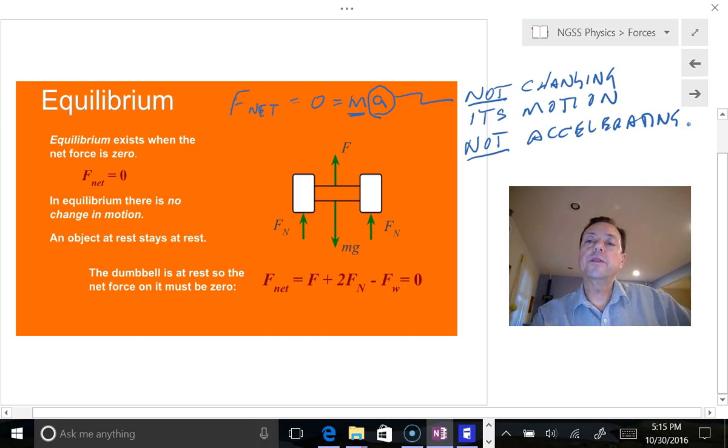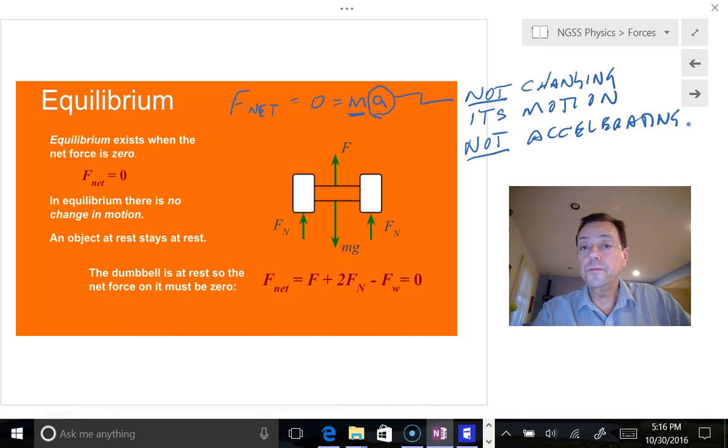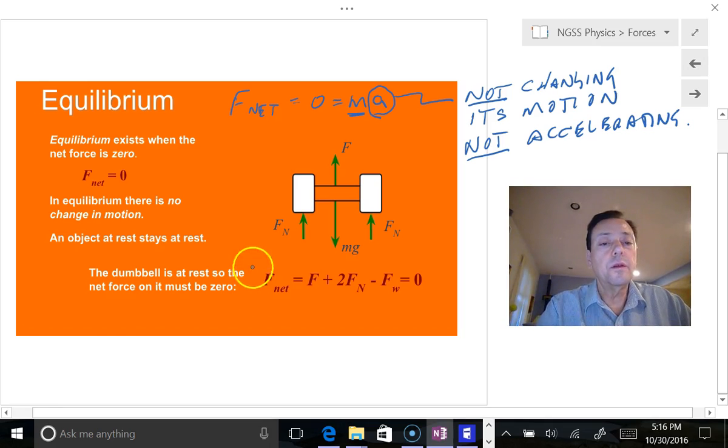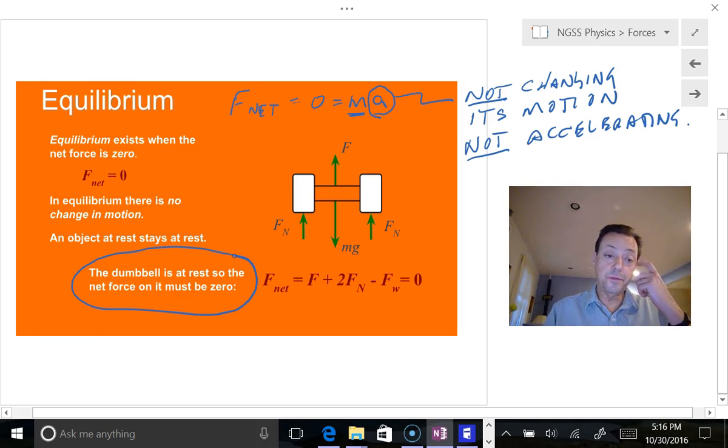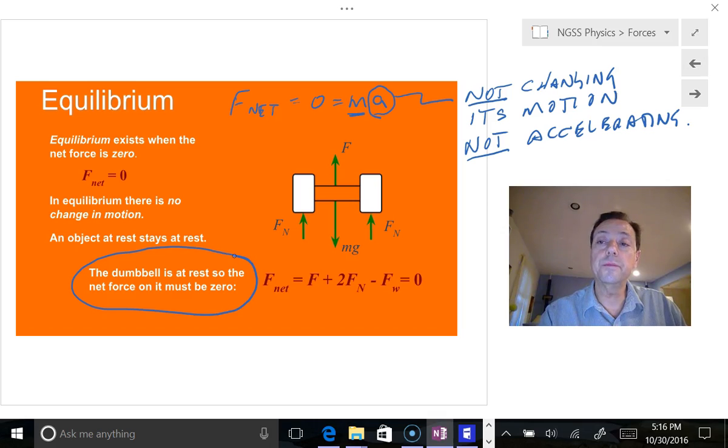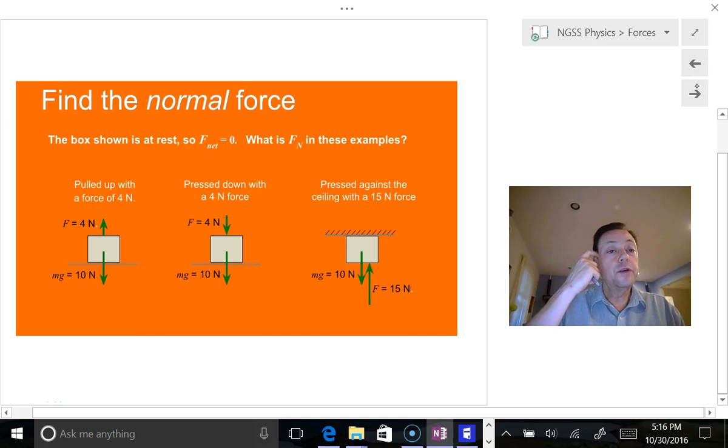Doesn't mean it's standing still. It could be moving at a constant velocity. Think of a velocity of zero as one of many possible constant velocities. So the dumbbell is at rest. If the dumbbell is at rest, the net force must be zero. You could say the same thing if it was moving at a constant velocity. The box is shown at rest, so net force is 0.